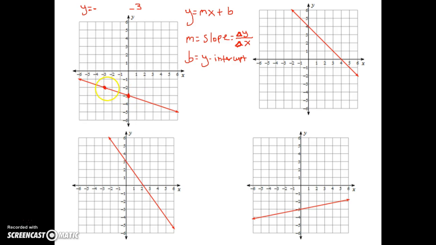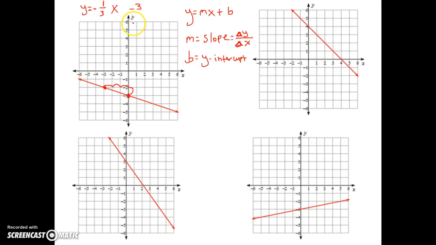So to get from this point to that point, we have to go 1, 2, 3 over. So that's our denominator. And we have to go 1 down. That's the negative. It's going down. 1 down. So we have -1/3 x minus 3.